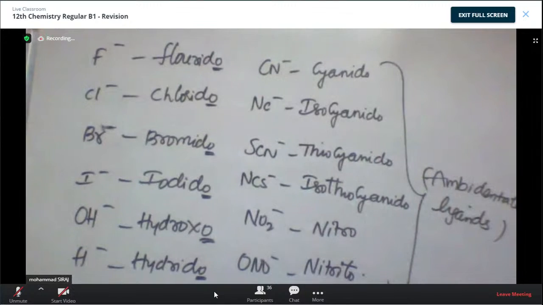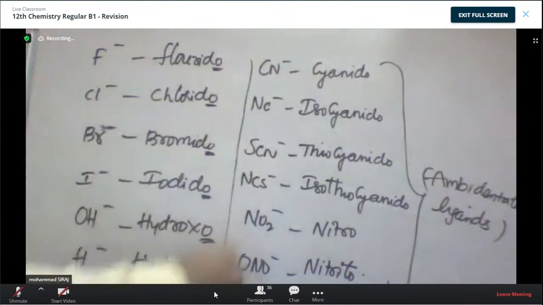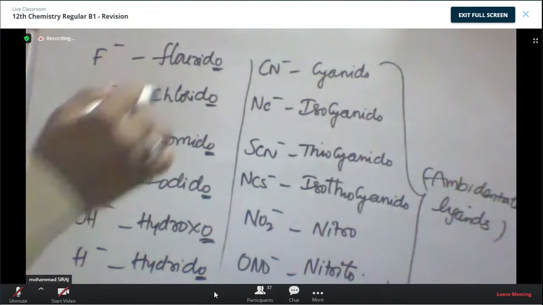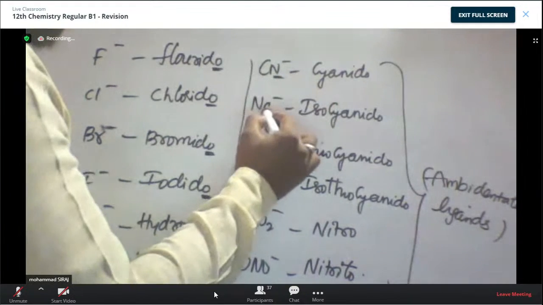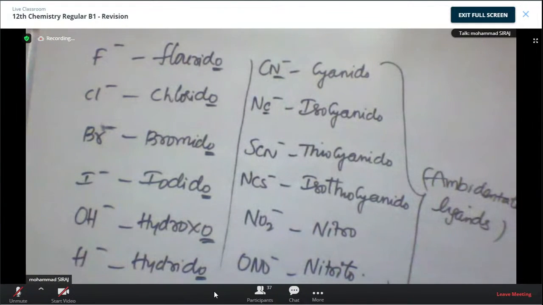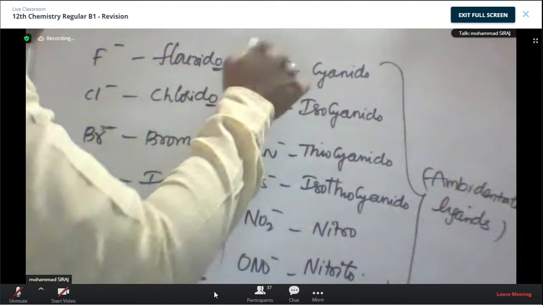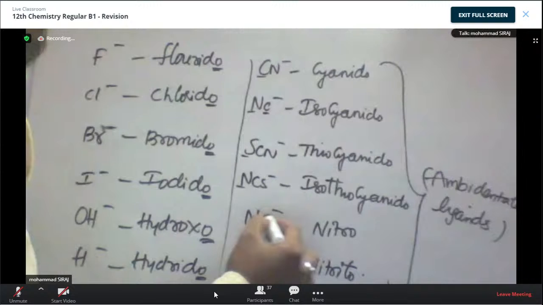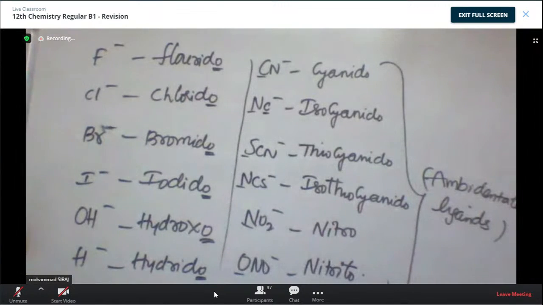Try to remember these ligands; they will be there in your books. Check this one time. Ambidentate ligands means the donor atoms are different. Here one time the donor atom is nitrogen, here one time the donor atom is carbon. It will change. So here the donor atom is carbon, here nitrogen, here sulfur, here nitrogen, here ONO, oxygen, here nitrogen. It will change.